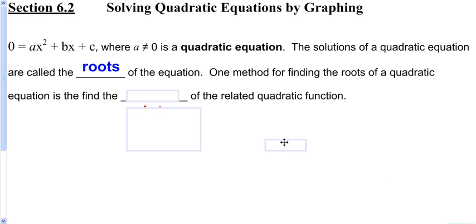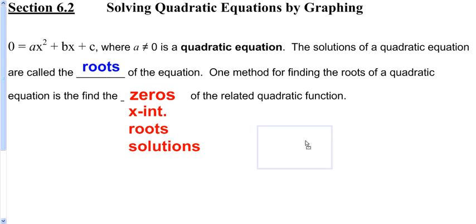The solutions to a quadratic function are called roots of the equation. Roots are basically where you're crossing the x-intercept, which is also referred to as your zeros. So really your zeros, your roots, your x-intercepts, and your solutions are all pretty much the same thing in regard to looking at quadratic equations.